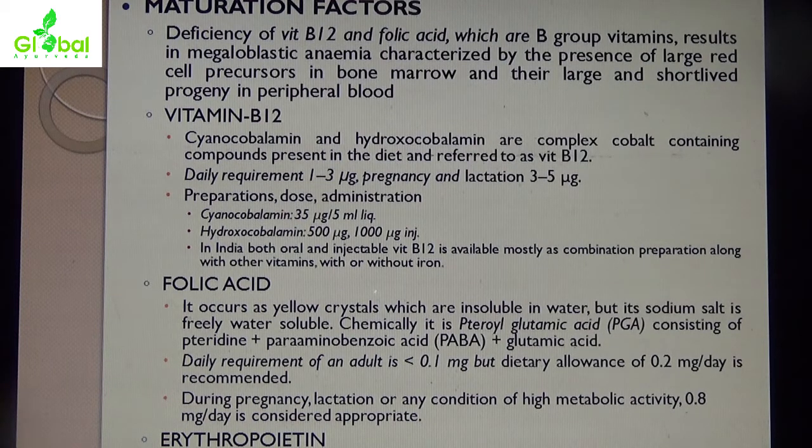in peripheral blood. Our RBCs live only for 120 days in our blood, but this time period is shortened in megaloblastic anemia. The destruction of RBCs takes place after say 50 days or 60 days or even less. So first we will see about vitamin B12.